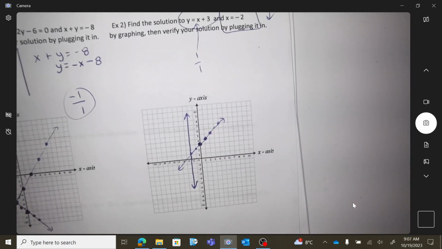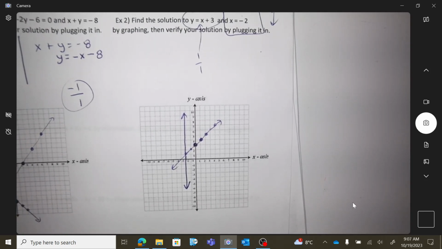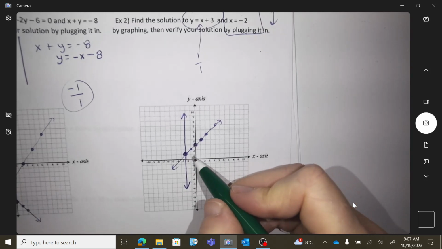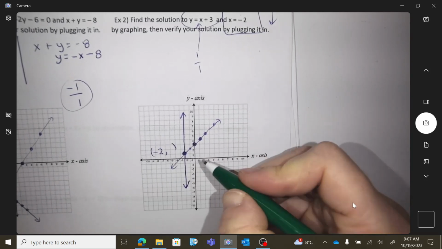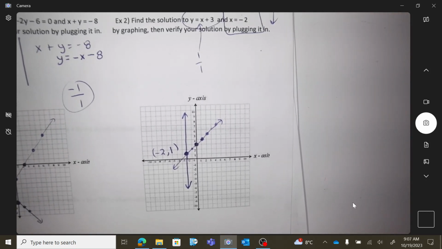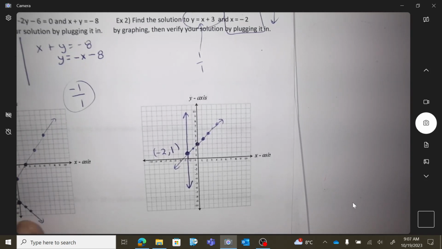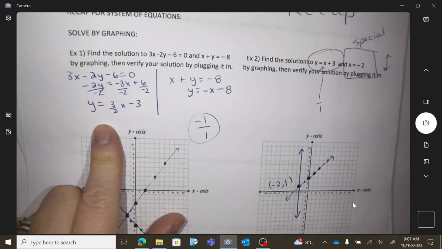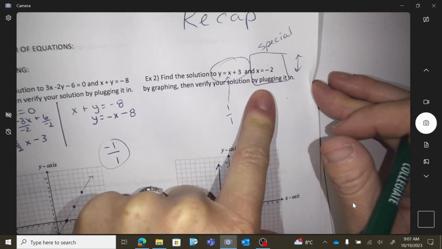Okay, so you're going to have to remember that. I actually do put one on the test, whether it be an x line up and down or y flat. And there's your coordinate. So -2, comma, did you pick 1? Okay, so very similar to what you can expect on your test. You're going to have to do a little bit of algebraic work to graph some lines. Okay, you'll probably see one special line somewhere.